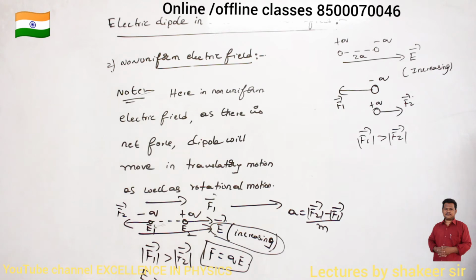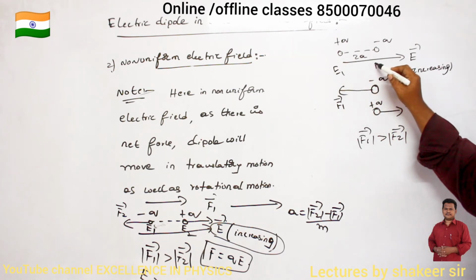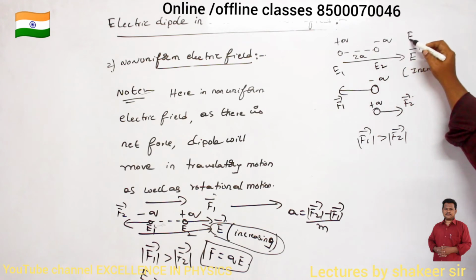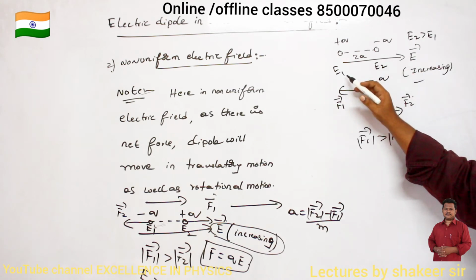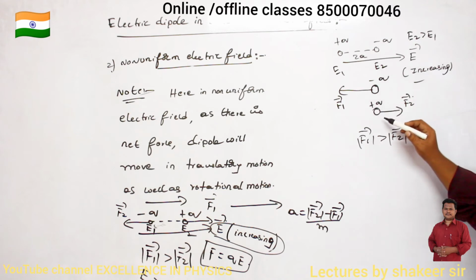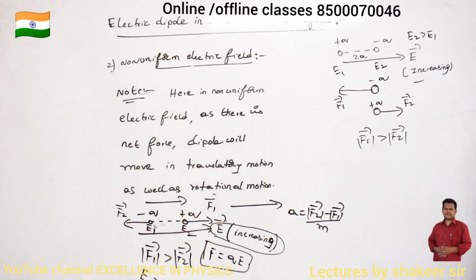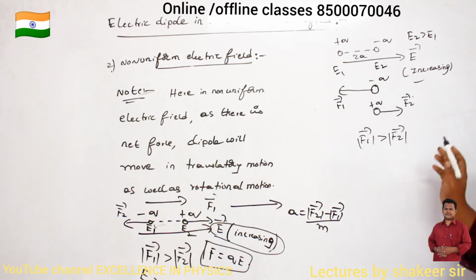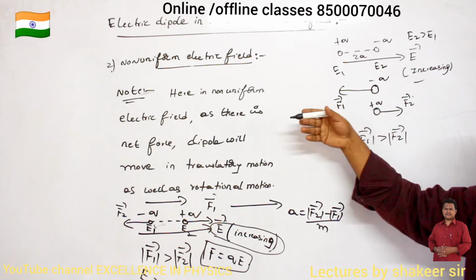What is the reason? Because here the electric field is E1, here the electric field is E2. E2 is definitely greater than E1, no? Because electric field strength is increasing. So E2 is greater than E1. Then F1, the force I have assumed here, is greater than F2. Clear? So what will be the net force? The net force will be in the direction of F1 dash.